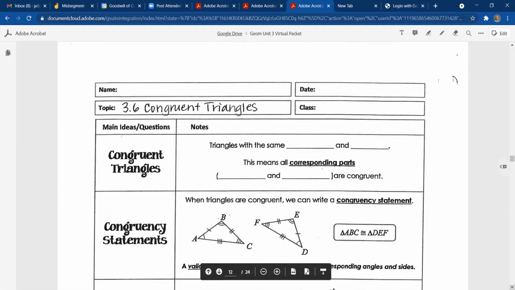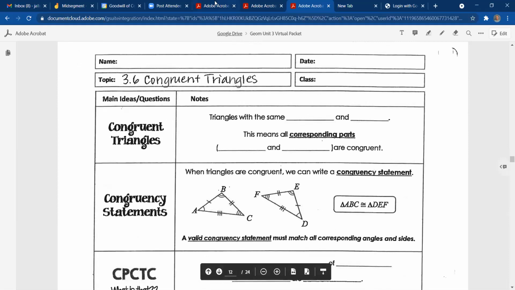Now the next section, and we're only going to be able to scratch the surface on this today. This is where the rubber really hits the road with triangles. Congruency. Triangles with the same sides and angles. This means that all corresponding parts are congruent. Sides and angles are congruent. Everything has to be exactly alike.